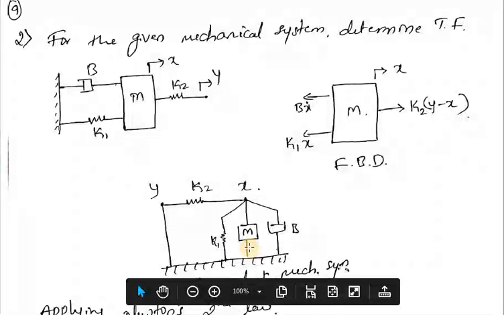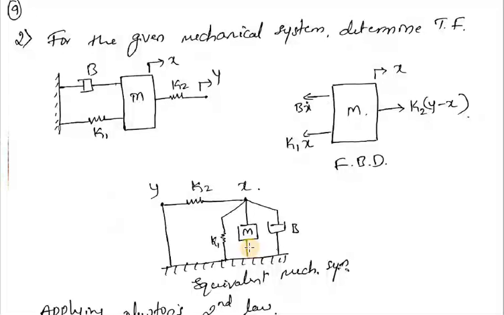second problem. For a given mechanical system, determine the transfer function. Even though the statement has not mentioned to write the differential equation or draw the equivalent mechanical system, the duty is always to have the practice of writing the differential equation and drawing the equivalent mechanical system. If you want to determine the transfer function, basically you have to write the differential equation for the given system. That is mandatory. Along with that, always make a habit of drawing the equivalent mechanical system.